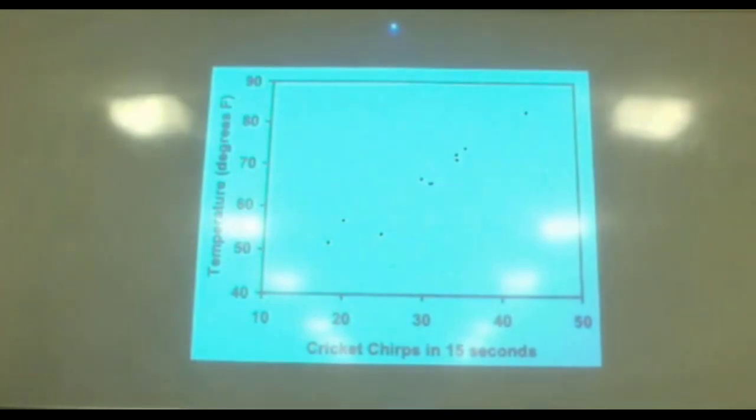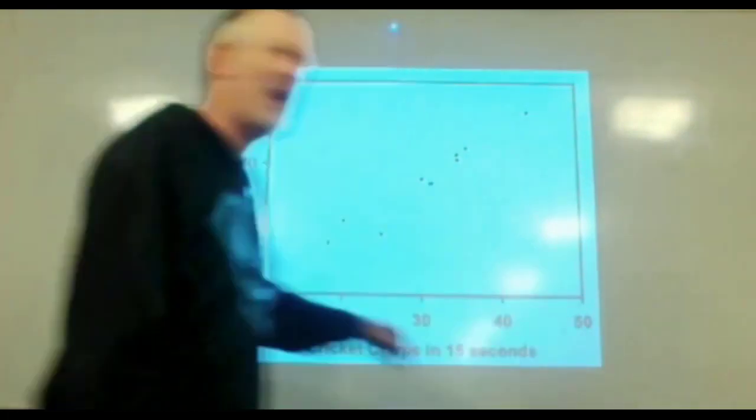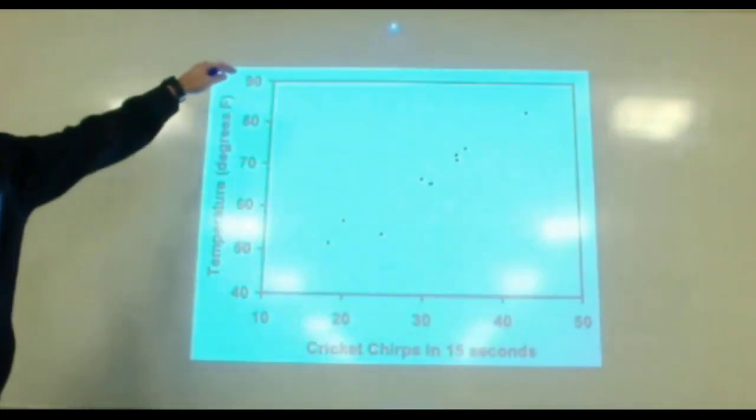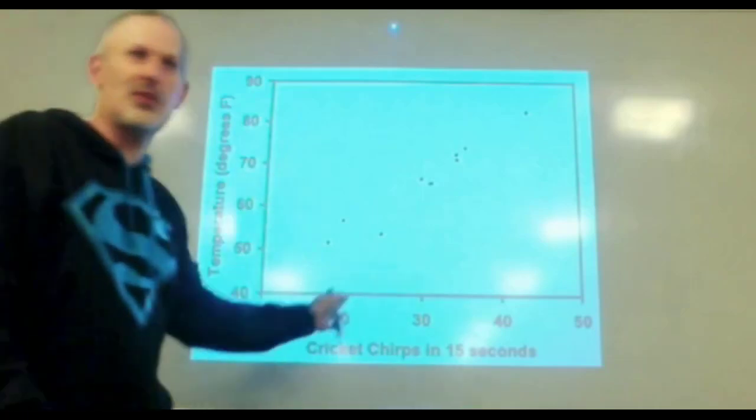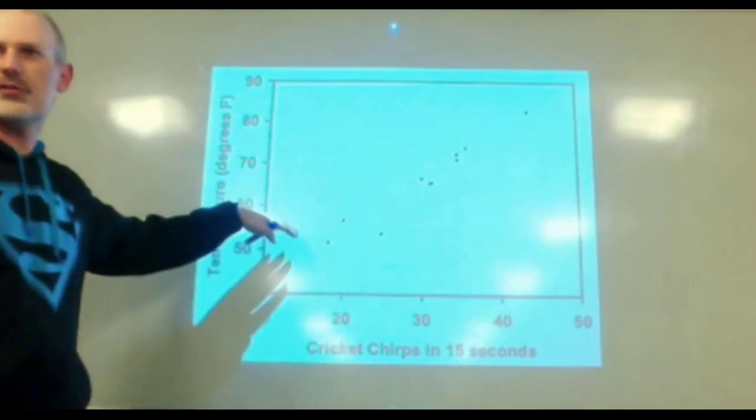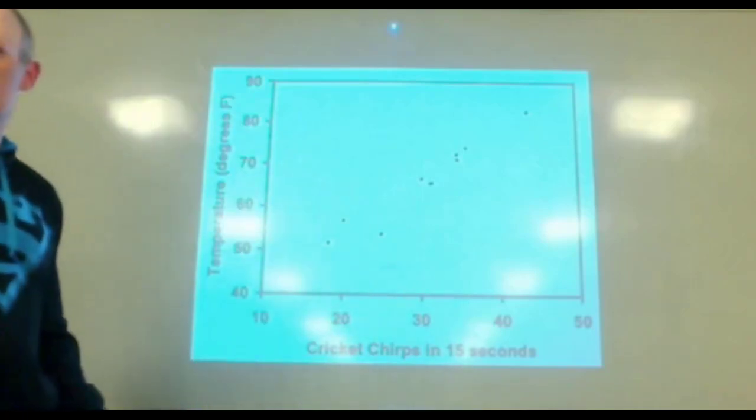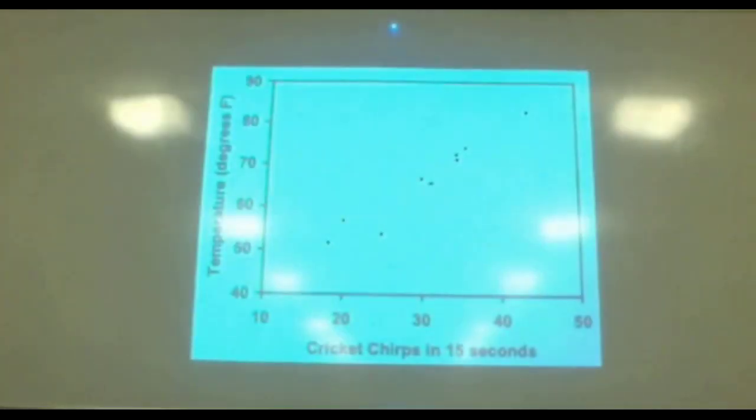The number of chirps per 15 seconds and the temperature: the idea is the more chirps that you hear, probably the higher the temperature is. The fewer chirps you hear, probably the lower the temperature is. Maybe they're just not as active when it's colder. So that's the idea there, and we're going to come back to this at various times. You'll see it later on as we go through this, or we'll refer back to this one.